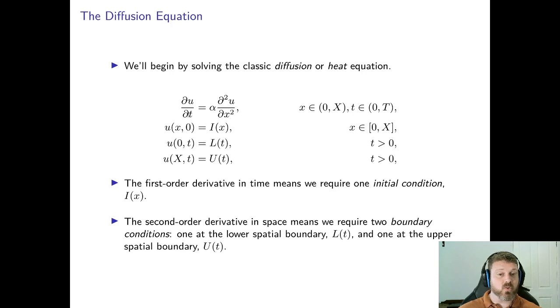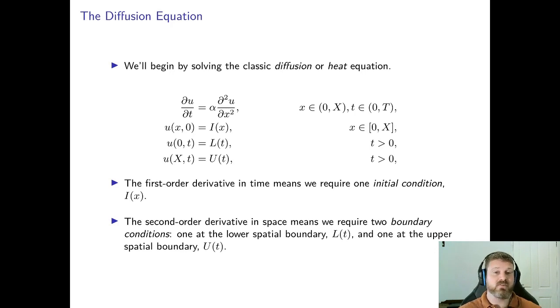Because we have a first order derivative in time, we need an initial condition, one initial condition, that's that guy over here. Because we have a second order derivative in space, we need two boundary conditions. One when x is 0, the lower boundary condition, and one when x is equal to cap X, the upper boundary condition. Now, what would be our first step in trying to solve this equation computationally?